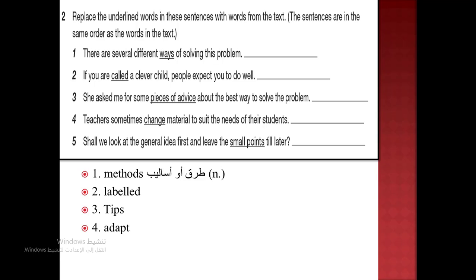The last word, number 5, shall we look at the general idea first and leave the small points till later? The synonym for small points is details, بمعنى التفاصيل. ذكرناها in the first subtopic about the visual learners at the end or at the last tip. So details بمعنى التفاصيل. It's a noun. So these are the main words in this lesson.